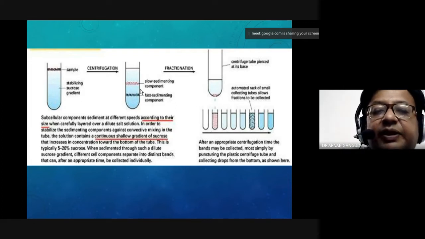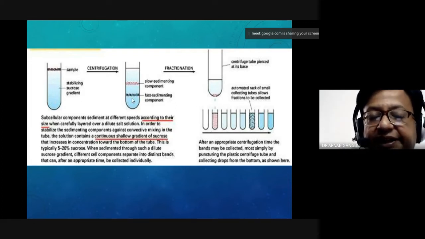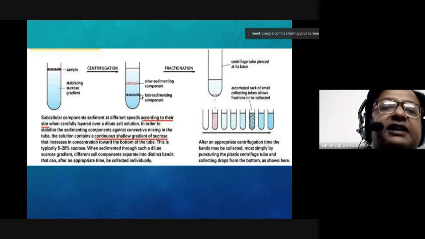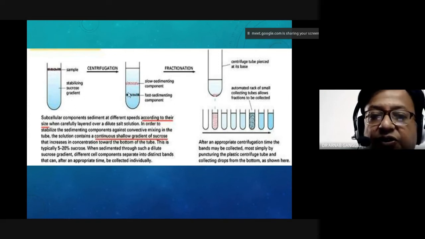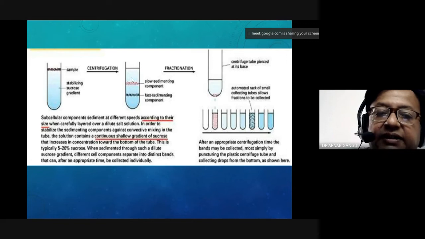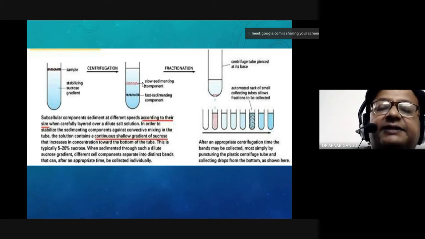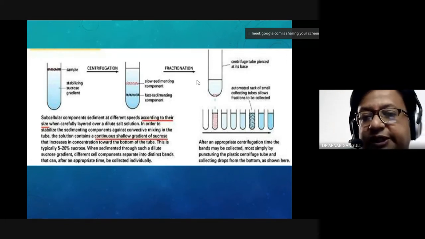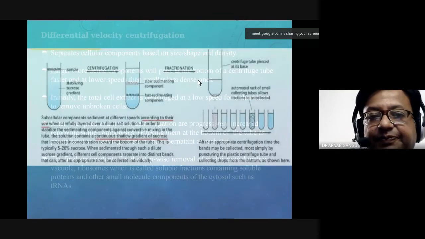The nucleus will sediment at a density same as that of the nucleus at this point, and maybe mitochondria will be at this point. This is how the separations take place.